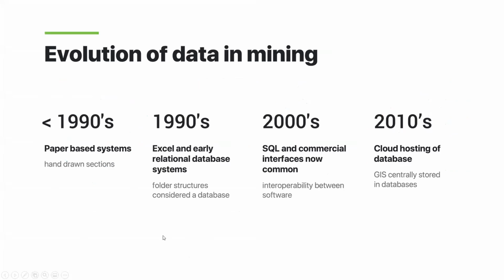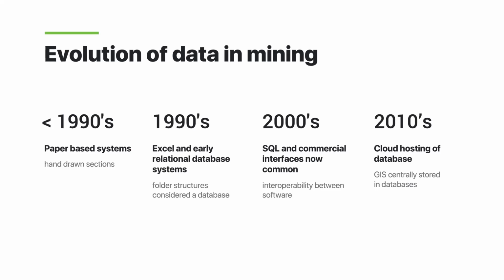So just a bit of an evolution of the data through time. Back in the early pre-1990s, everything was done by hand. You would receive assay files from the lab as a typed up piece of paper, which someone would then hand draw onto a section. And then you go and drill another hole and you would have to go and redraw your section. Sometimes it all got a big mess and you'd have to start from scratch again. And the data is not very secure in that way because it's all just written on pieces of paper. So if you lost a piece of paper or a section got destroyed, then your data isn't secured.